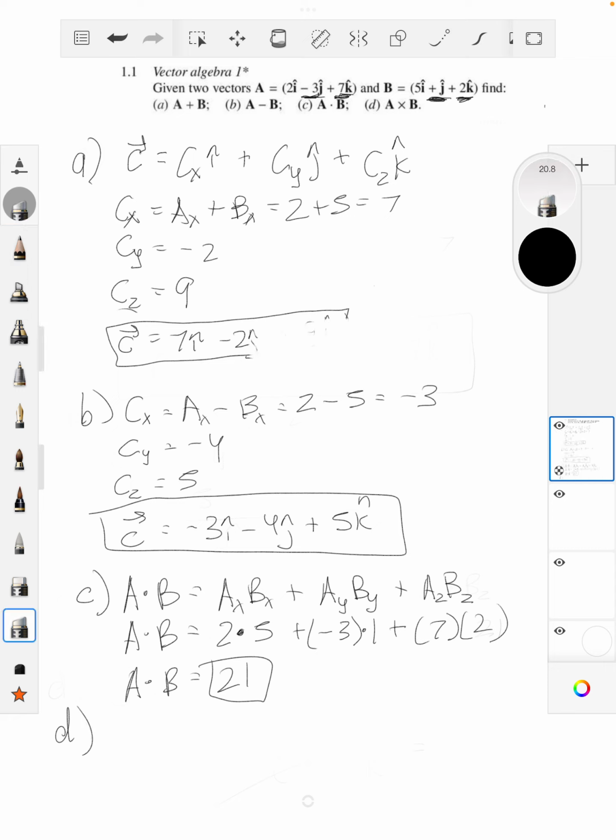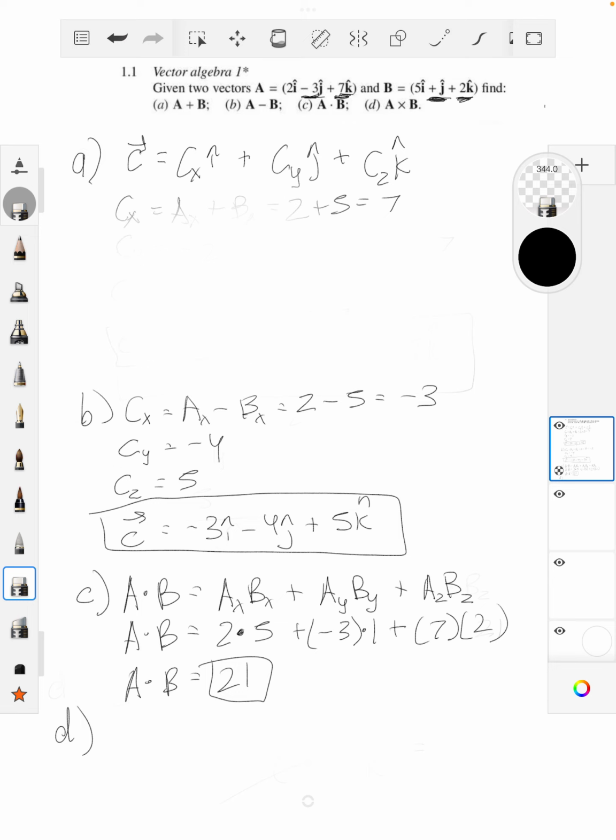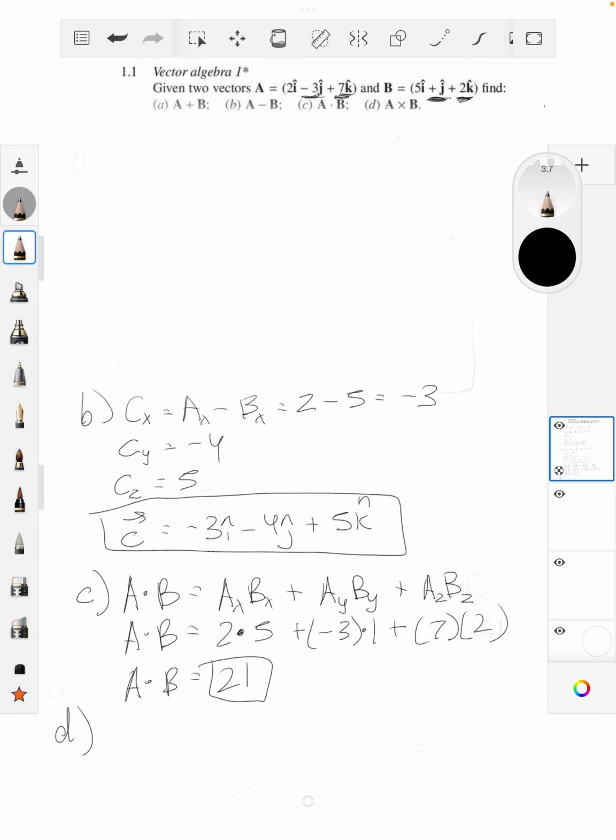And now it's time for D. So I'm going to erase a bit of A just so we have more space to do D, since D might take a bit more space than the other ones did. Just going to erase up here, and perfect.